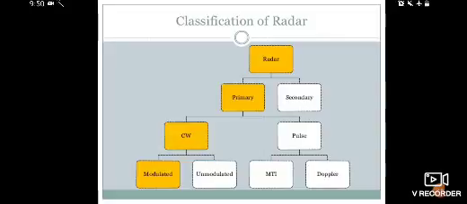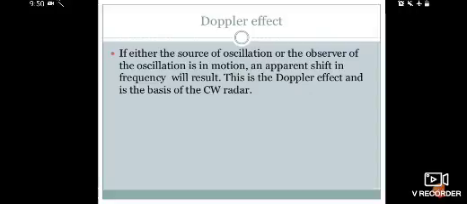Under the pulse radars we have MTI, the moving target indicator radar, and the next one is Doppler radar. So the radars are classified into two types, primary and secondary. Under the primary it is classified into CW radar and pulse radar. The CW radar is classified into modulated and unmodulated, and the pulse radars are differentiated into MTI, the moving target indicator, and Doppler radar. So this is the classification of a radar.